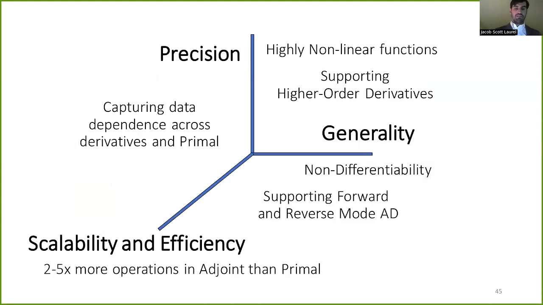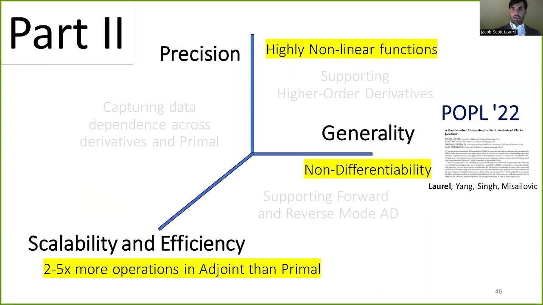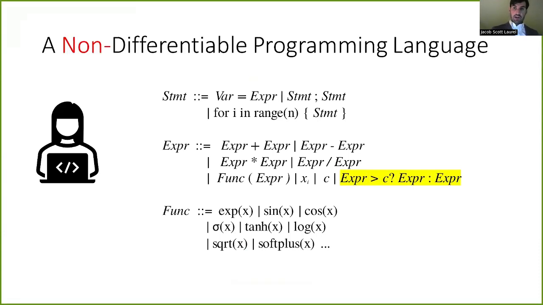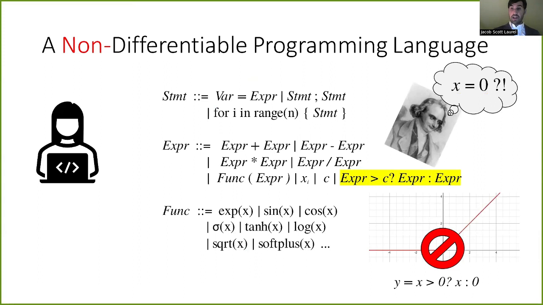So again, we revisit the space of challenges. And in the next work I'm going to discuss how we were able to solve the non-differentiability challenge. So recall our programming language that the developer will write a differentiable program in. Now, if we add a branch primitive to the language, we run into some issues, namely that this now allows for the potential to encode non-differentiable functions, like this ReLU function being non-differentiable at the origin.